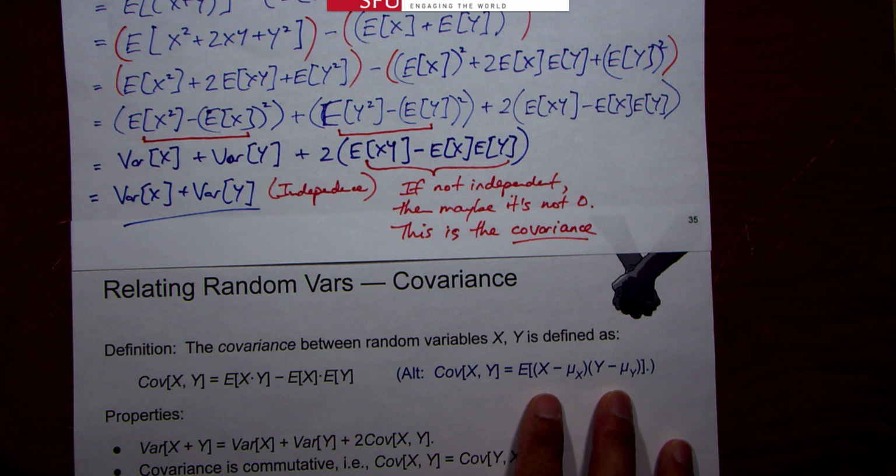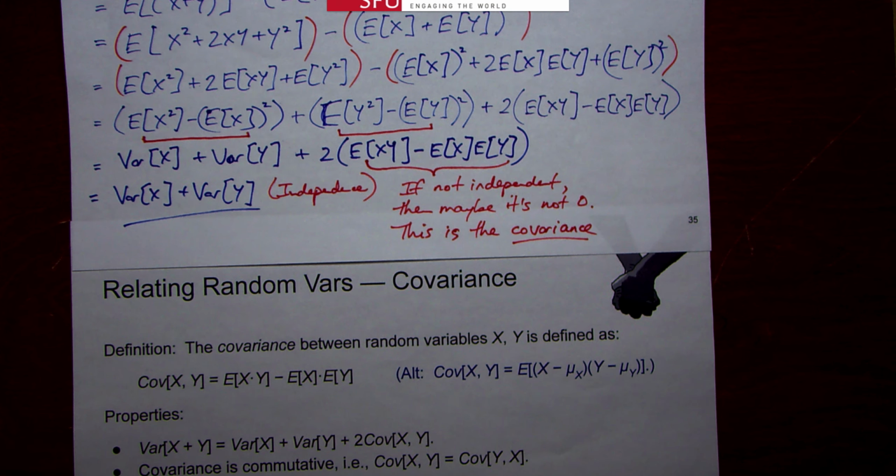Okay, some properties of the covariance. First of all, it showed up in that variance proof that we just did. In general, it doesn't matter if x and y are independent: variance of x plus y is the variance of x plus the variance of y plus 2 times the covariance. So that thing subs in right there. Okay, so that's good.